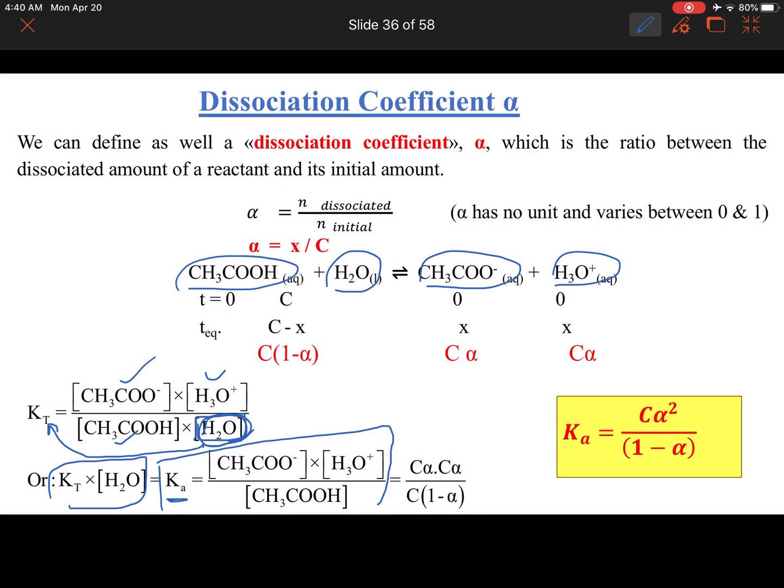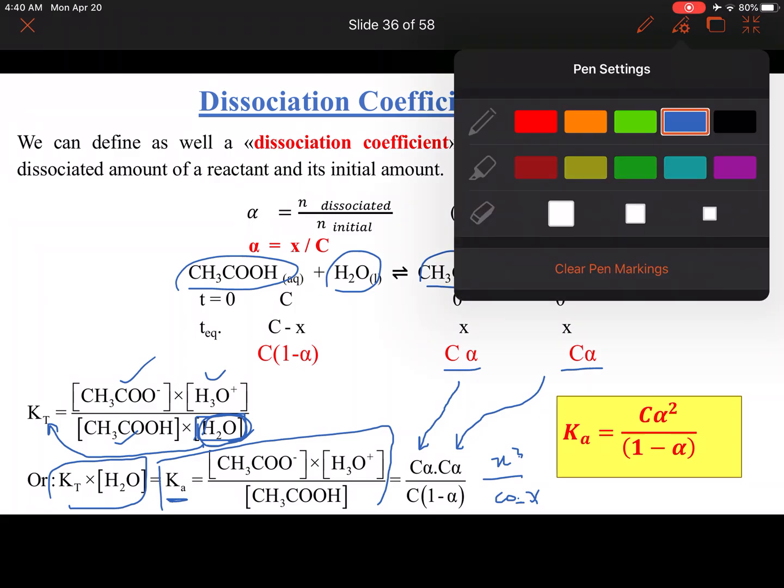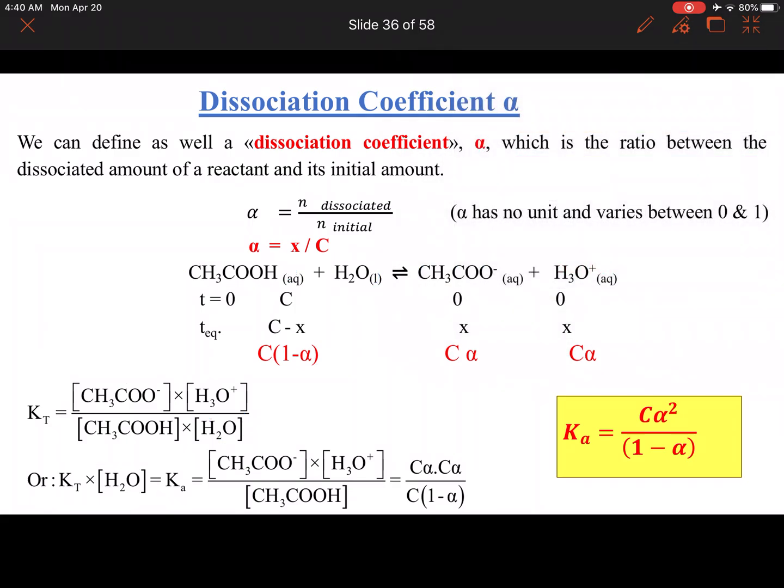Now, this Ka is simply, if I go back, you already know that it's also x squared divided by C0 minus x. You're all experts at this equation now. But if I want to calculate it in terms of alpha, the acetate is C alpha, the H3O plus is C alpha, divided by the acetic acid, which is C times 1 minus alpha. And clear. Now the Ka becomes, if you look at it, one of the C's cancels, so this becomes C alpha squared divided by 1 minus alpha.